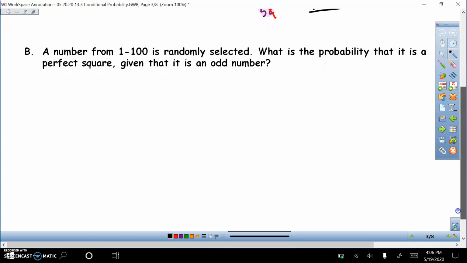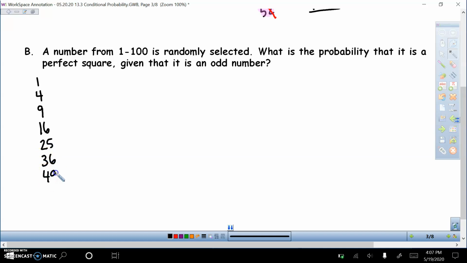We have a number from 1 to 100 that is randomly selected. What is the probability that it is a perfect square, given that it is an odd number? Well, let's think about our perfect squares from 1 to 100. We have 1 squared is 1, 2 squared is 4, 3 squared is 9. Then we have 16 for 4 squared, 25 for 5 squared, 36, 49, 64, 81, and 100.